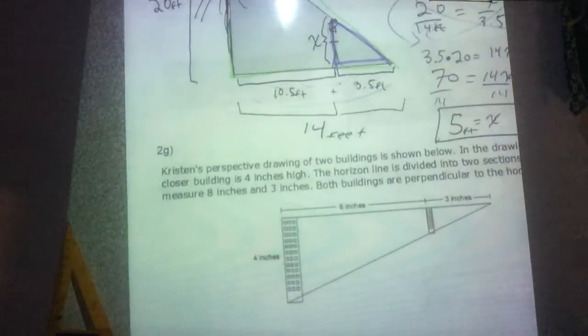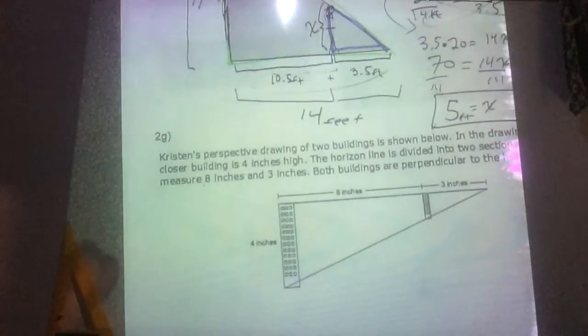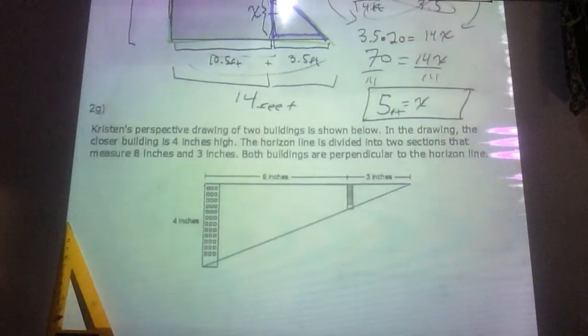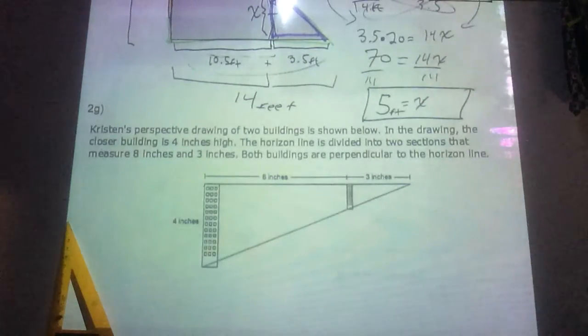Okay, the next problem I'm going to go over is a problem that we have done before, but I do want to go over this one again. I think this is a really good problem. Both of these are very similar problems that are going to be on the IA.